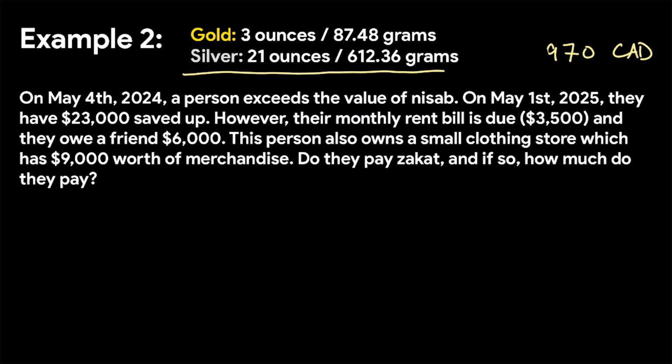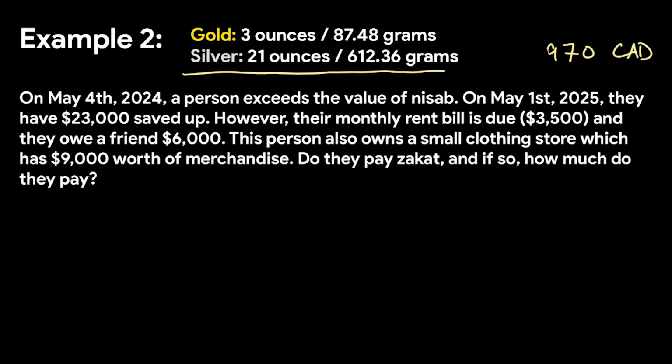So let's look at the next example. On May 4th, 2024, a person exceeds the value of Nisab. On May 1st, 2025, they have $23,000 saved up. However, their monthly rent bill is due, so a liability. And they owe a friend $6,000, another liability. This person also owns a small clothing store, which has $9,000 worth of merchandise. Again, that's an asset. So do they pay Zakat? And if so, how much do they pay?